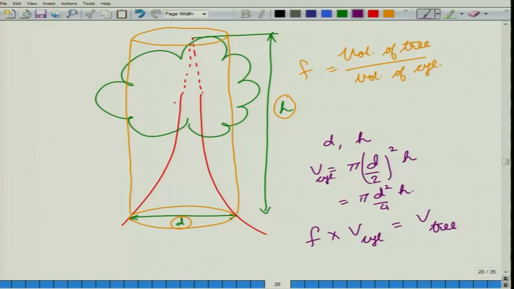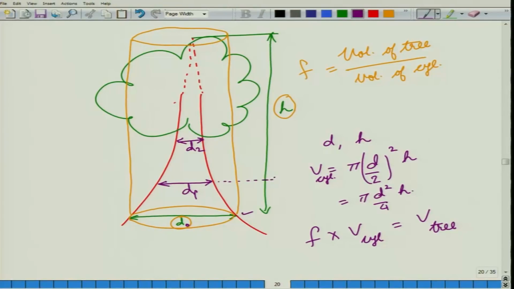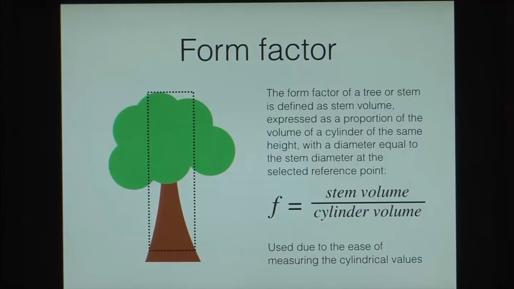But now the question is, where do we measure the diameter of the cylinder? Do we measure it at this point? Do we measure it at this point? Do we measure it at this point? Because remember that the diameter is going to go on decreasing as we move up the tree. So, which is the reference point at which we should be measuring the diameter? Similarly, what is the height of the tree? Suppose if we measured the diameter at this point, do we take this height? Do we take this height? Which is the height that we should be taking? So, the references that we choose give us different form factors.